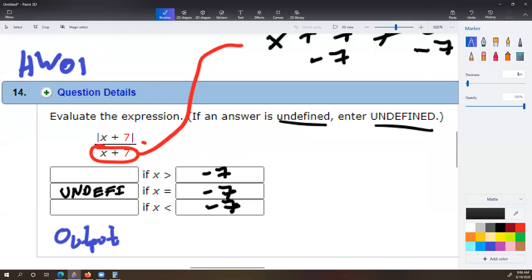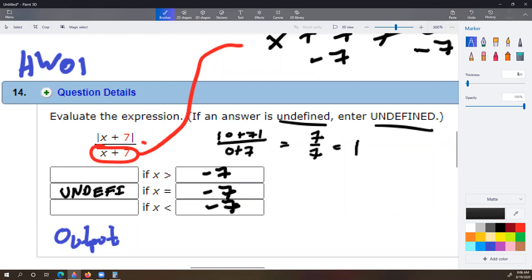Okay, now if we're greater than negative 7, at this point, just pick a number and see what happens. Personally, I'm just going to plug in 0. 0 is a number that's greater than negative 7. So if I take the absolute value of 0 plus 7, and I divide that by 0 plus 7, I just get 0 plus 7 is a positive 7. Absolute value stays positive. So just good old 7 over 7, and that is 1. It turns out if you plug in any positive number, you're just going to get 1. So our answer is going to be 1.